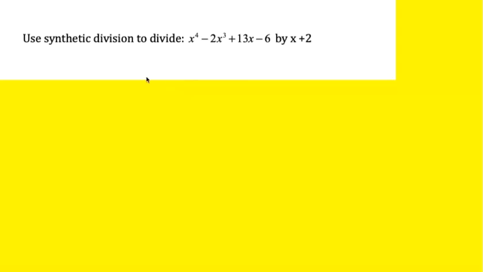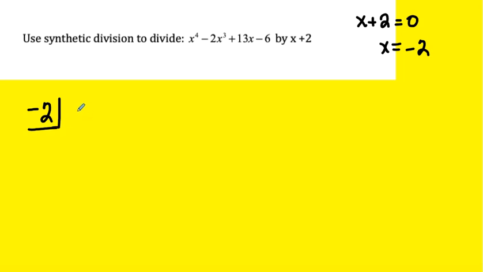Example 2. So we want to use synthetic division to divide x to the 4th minus 2x cubed plus 13x minus 6 by x plus 2. Okay, so first, I want to set that factor equal to 0 to get negative 2, and that is the number that's going to go inside my box.